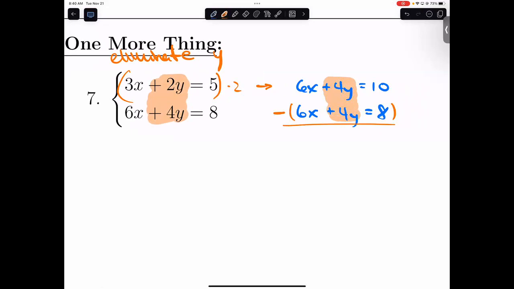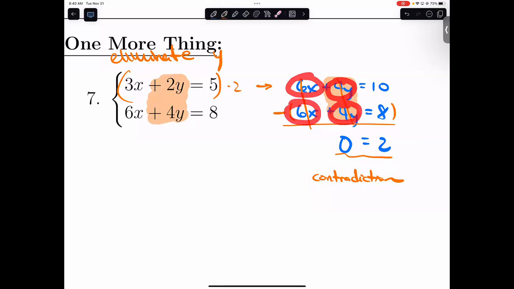What happens when you subtract though? 6x minus 6x is 0. 4y minus 4y is 0. But 10 minus 8 is 2. So I get 0 equals 2. This is a contradiction. Right? It's a logical fallacy. It's not true. x and y are gone, so there's nothing to adjust that could make it work. It's just a statement that doesn't make any sense. What does that mean about what's going on? They're parallel. There's no solution. How do we know they're parallel?